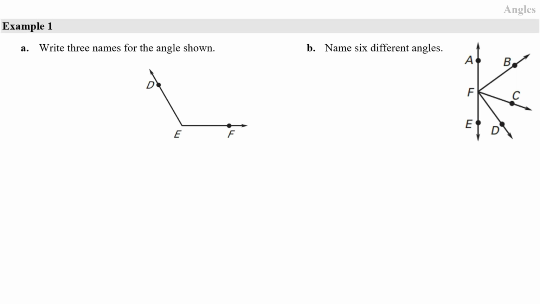Okay, so let's do some examples. Write 3 names for the angle shown. For example 1, you have to remember that when you're using 3 points, the vertex, in this case vertex E, has to be in the middle. So I can call this angle DEF, or I can go this way and call it FED, but E has to be in the middle. Or I can call it just angle E.